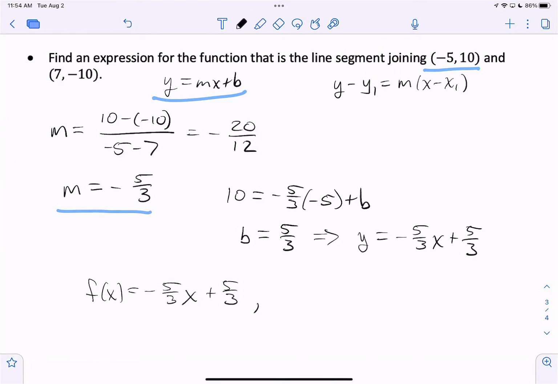And so here I'm going to say f of x equals -5/3 x plus 5/3, comma, -5 less than or equal to x less than or equal to 7. Or if I were talking like a normal person, I'd say f of x is the expression where x is between -5 and 7 inclusive, to say that we are including the endpoints there.